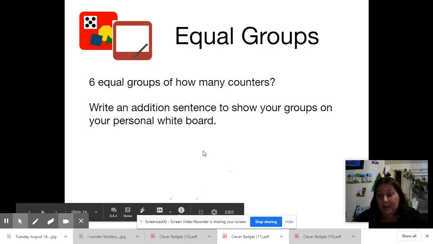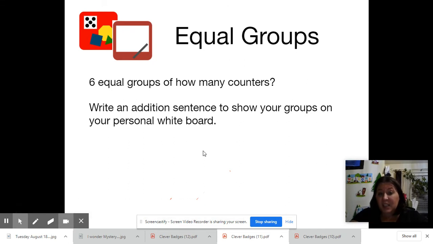6 equal groups of how many counters? So now if I had 6 groups, how many in each group did I have? Do you remember? That's right, it was 2. So each group had 2 little counters. So if we were going to write an addition sentence, we would write 2 plus 2 plus 2 plus 2: 2, 4, 6, 8. Whoops, you can't see my fingers. 12, and we would be done.